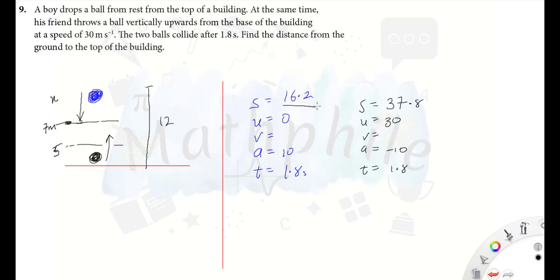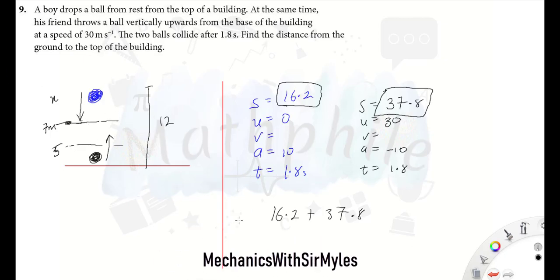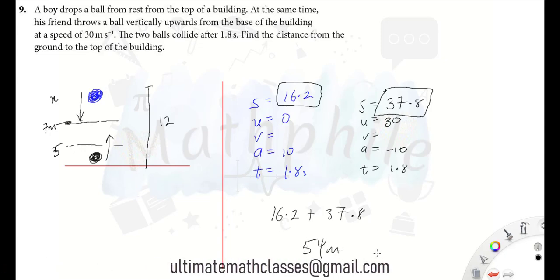The particle traveled 16.2 meters, and this also traveled 37.8 meters. So the total height is going to be 16.2 plus 37.8, and that should give you an answer. I was looking at a more difficult scenario, but this question was actually easy. So do that for me. What is the answer? 54 meters. Okay, that is very good, and that answers the question.